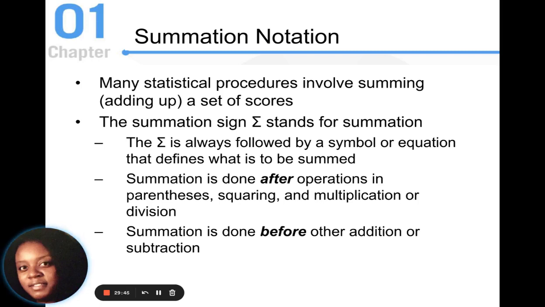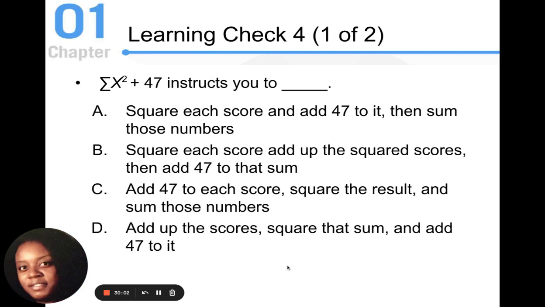And summation is done before other addition or subtraction. So you want to do what's in parentheses, or squaring or multiplication and division first, and then that addition and subtraction after. So here's our fourth learning check.